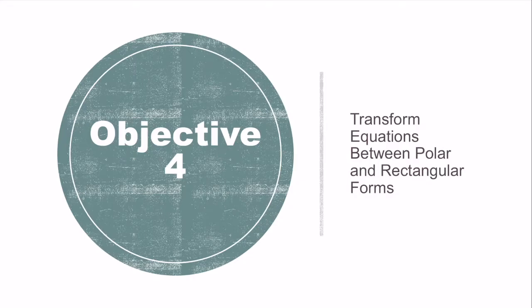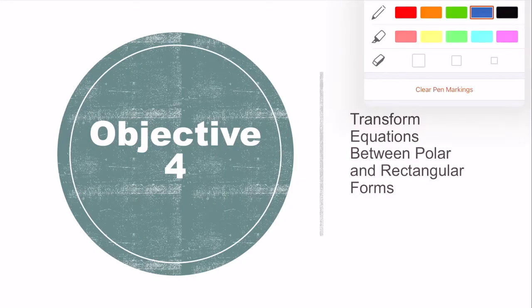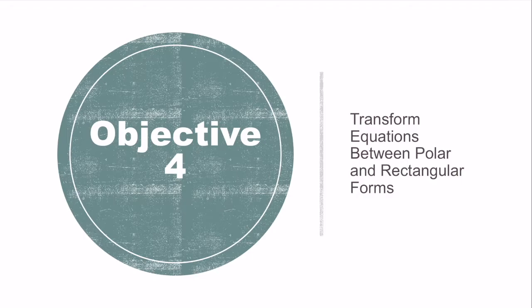So the final objective of this section is to transform between polar and rectangular forms. And by that I mean polar and rectangular equations. What we're building up to in section 8.2 is how to graph these functions. So we need to know how to transform between polar and rectangular forms.